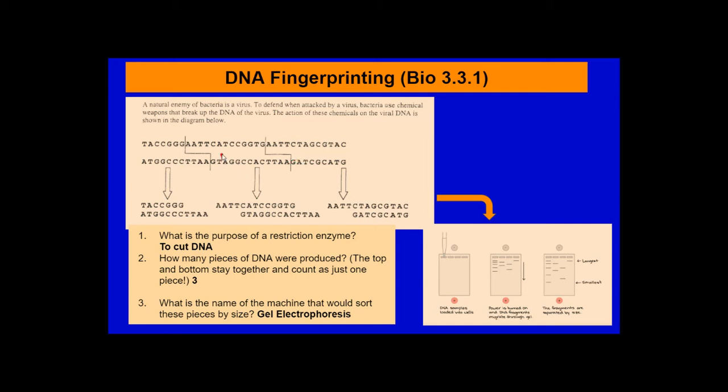So remember, when we're doing DNA fingerprinting, you need to cut the DNA into fragments. That's what we use restriction enzymes for, to cut the DNA. And if we look at this, we have 1, 2, 3 pieces of DNA produced. And the machine that sorts these is the gel electrophoresis machine. There's a diagram of that over here. And remember, then you compare the banding pattern.